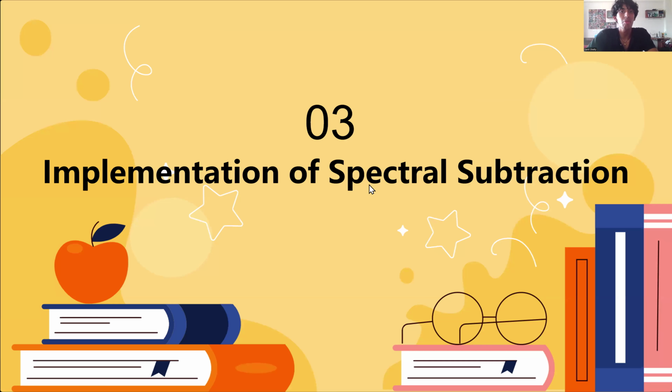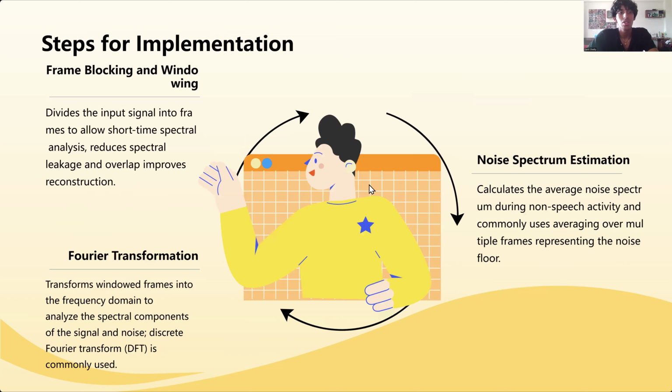Next, we have the implementation of spectral subtraction, which will be shown next. The steps for implementation is first, frame blocking and windowing. We divide the signal into frames because speech is short-term and stationary. The input signal is broken down into short time intervals, which reduces spectral leakage and overlap and improves reconstruction.